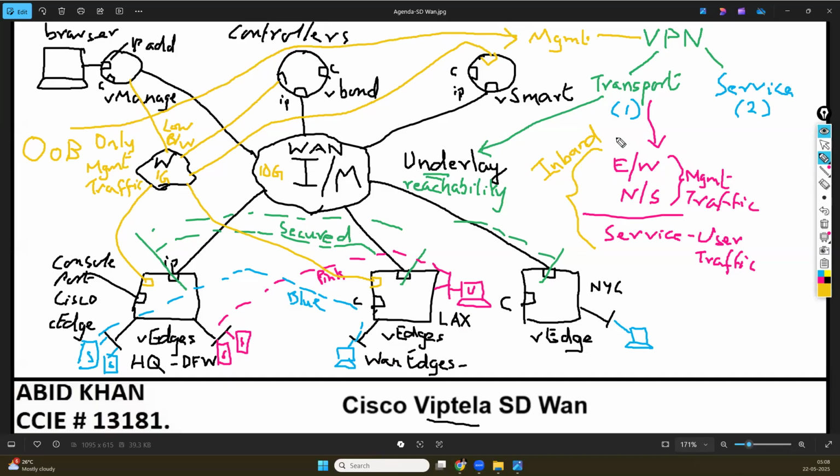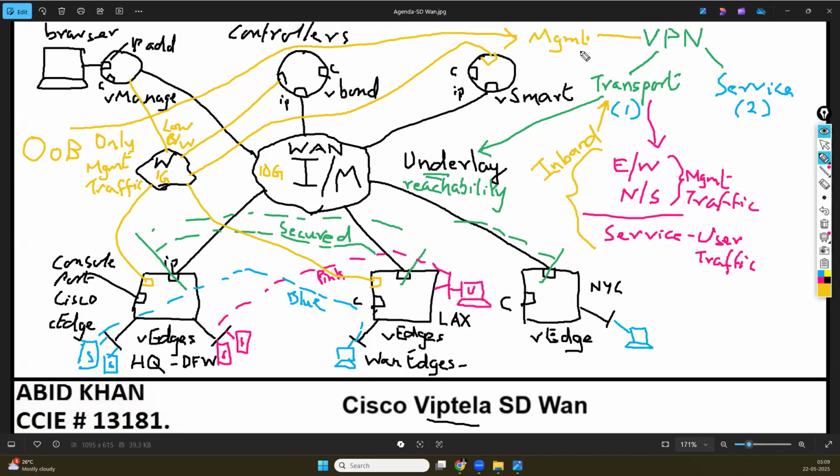If you have in-band management, then in-band management will use what? The transport VPN. Because the transport VPN is ultimately the WAN service this company has taken for sending user data, the service traffic, to transport this data. So when the transport WAN service is also used to send the in-band management traffic, then we don't require a separate management VPN.